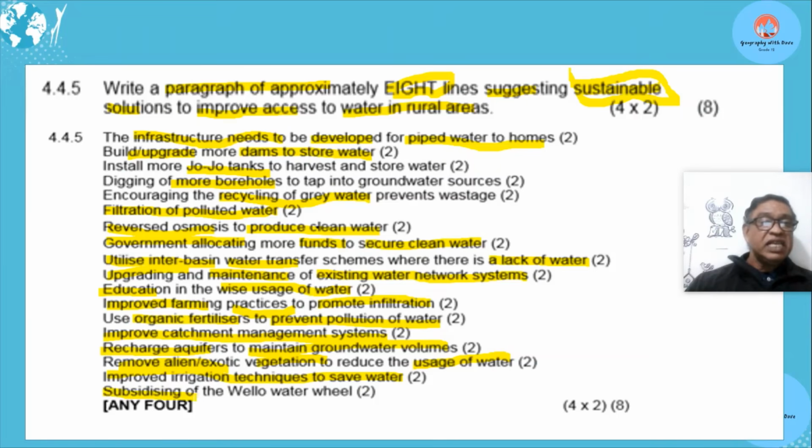Subsidizing, all right, the water wheel. I think that's an important point because you may create the water wheel, but some people may not be able to afford it, or many people. So subsidize it so that it becomes cheaper and people can afford it. So one question, just the water wheel, has allowed us to ask so many things.